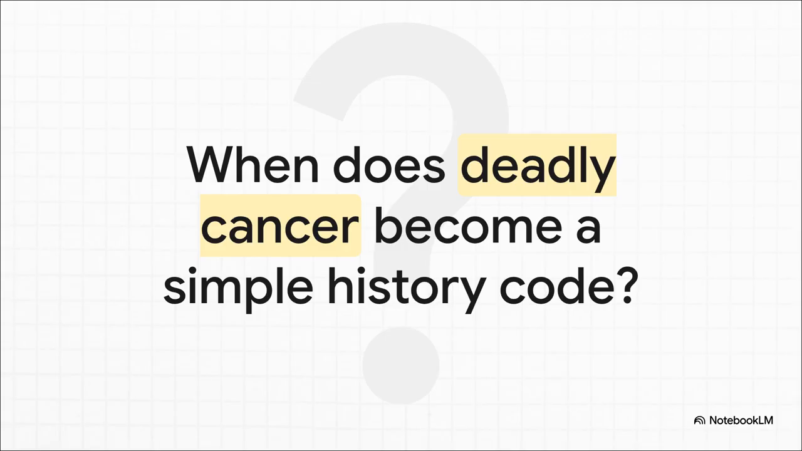When exactly does a deadly, life-altering cancer transition from an active, critical condition into just a simple history code on a patient's chart? Getting this wrong doesn't just create a minor typo, it creates a massive compliance error. So our mission today is crystal clear. We're going to master Section I.C.2 of the CMS official guidelines, lock down the absolute foundation of cancer coding, and understand exactly how the reason for an encounter dictates your principal diagnosis to help you avoid those huge compliance errors.